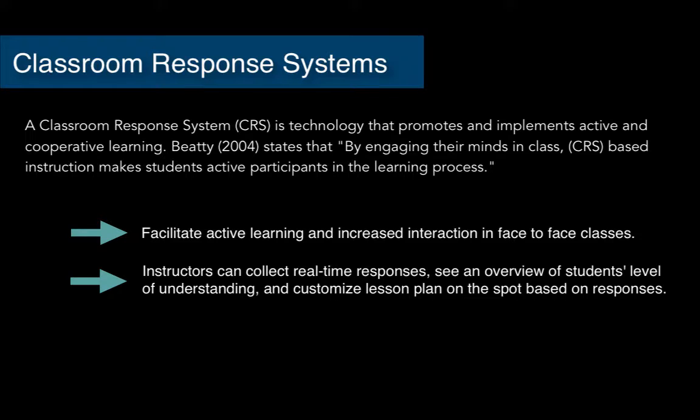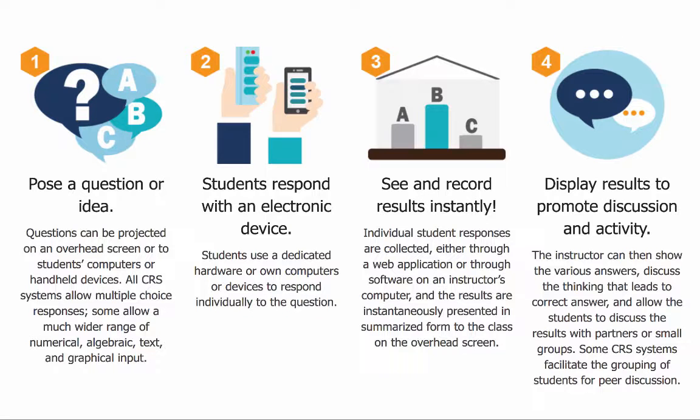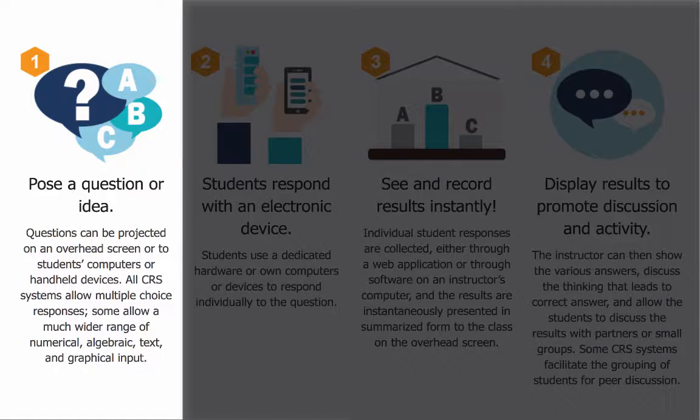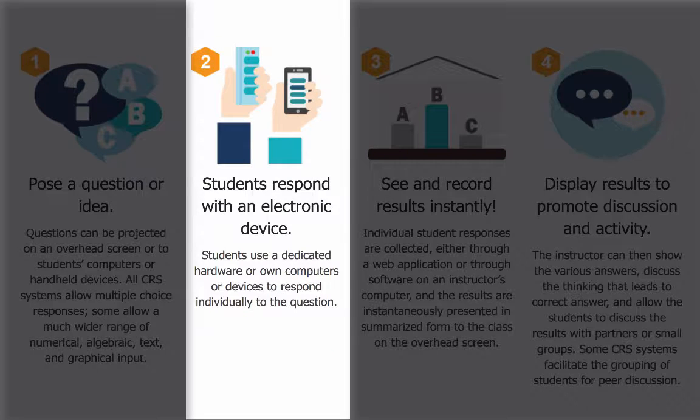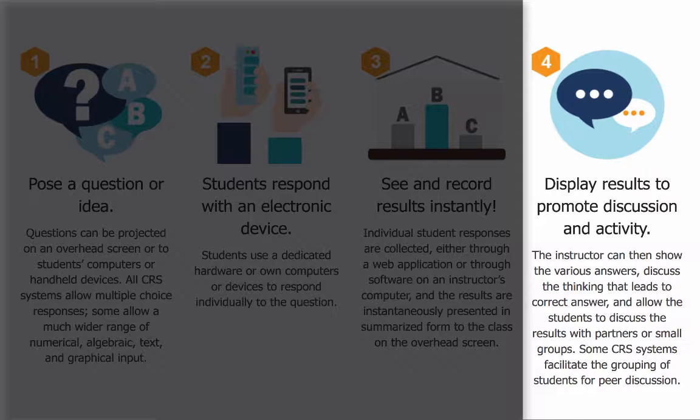At the same time, students can also check their knowledge and receive immediate feedback and clarification on things that they might be confused about. So, how do classroom response systems work? Essentially, it is comprised of four main steps. First, the instructor poses a question and projects it onto the overhead screen. The students respond with their mobile devices or laptop. Then the instructor checks the results and can immediately see the distribution of responses. And the instructor can then choose whether to display the results to the students.